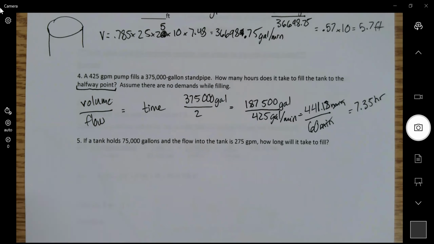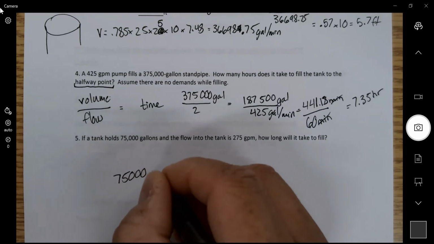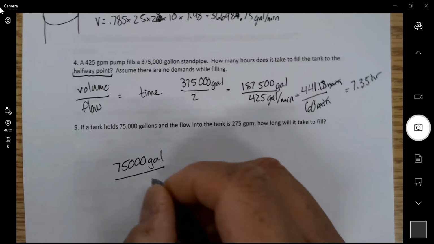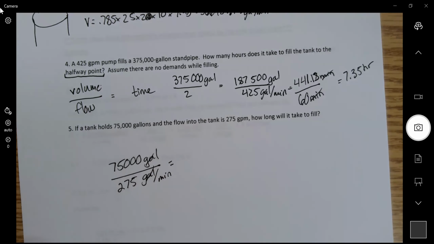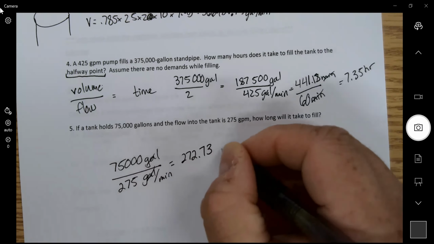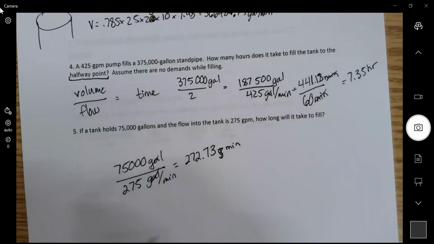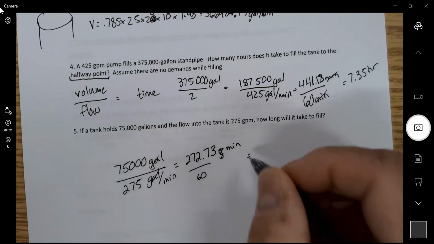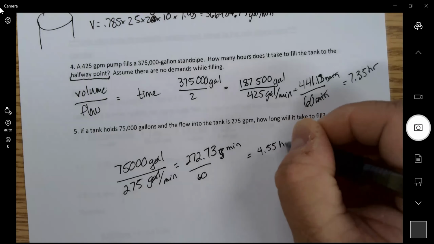All right, if a tank holds 75,000 gallons and the flow into the tank is 275 gallons per minute, how long will it take to fill? Well, this is like the one we just did above. 75,000 gallons, and it's 275 gallons per minute. The gallons cancel, and that's going to give me 272.73 minutes. This doesn't ask for hours, so you can leave it as minutes, but I bet some of you did this, so I will just do it anyway. It is 4.55 hours.